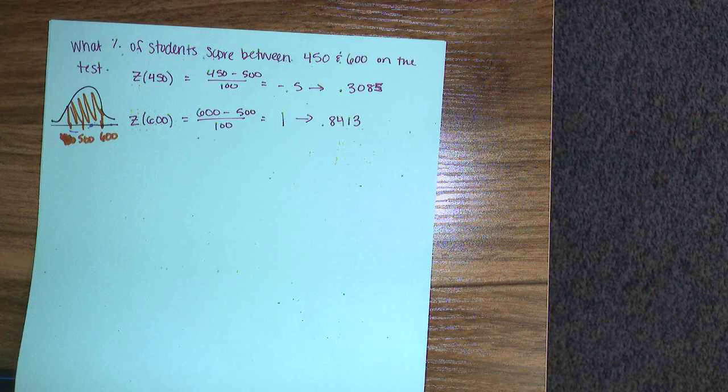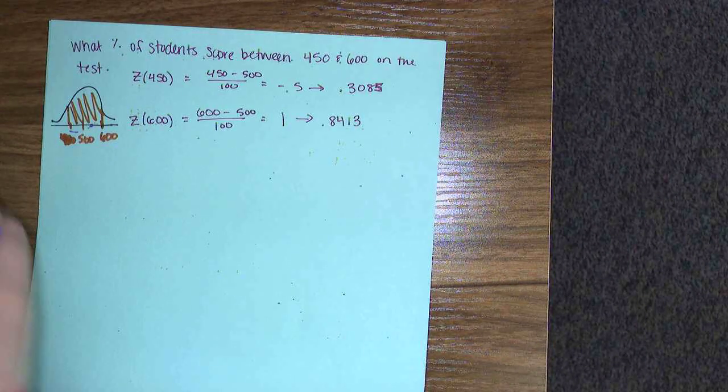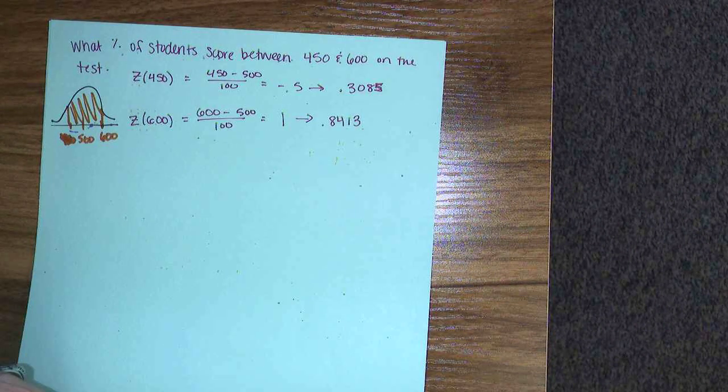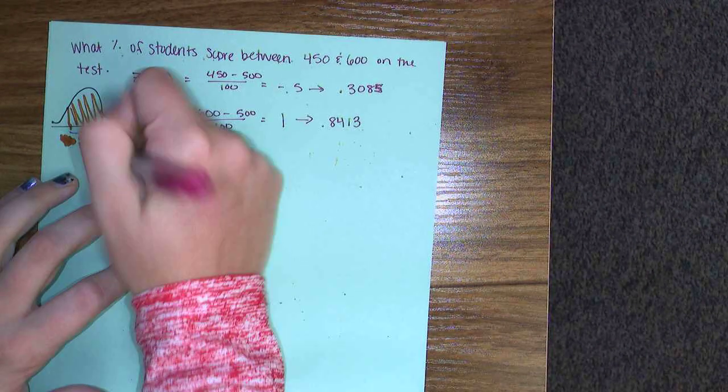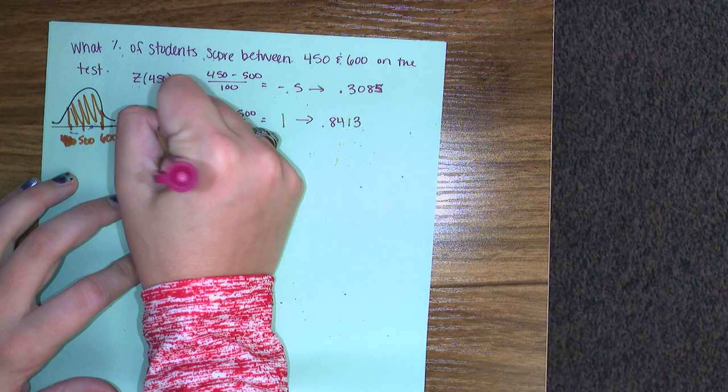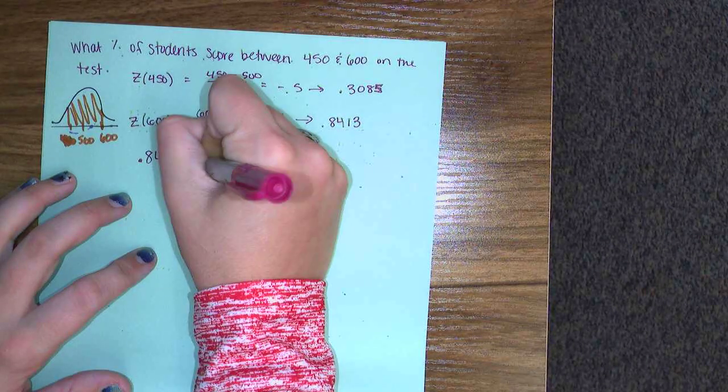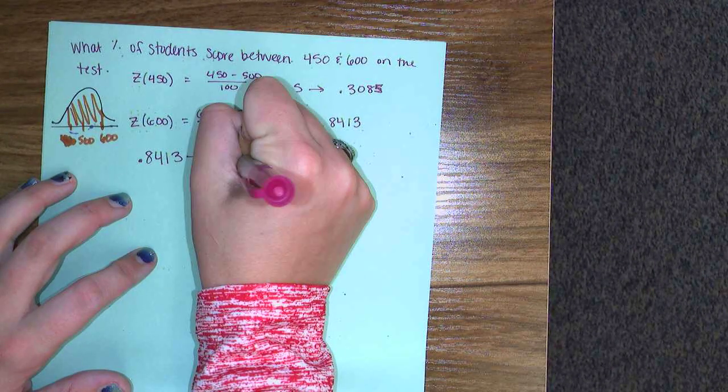Yes, so I need to subtract, okay, because that's why it's important to draw the picture so you know what you're looking at. Okay, so 0.8413 minus 0.3085 gives you what?